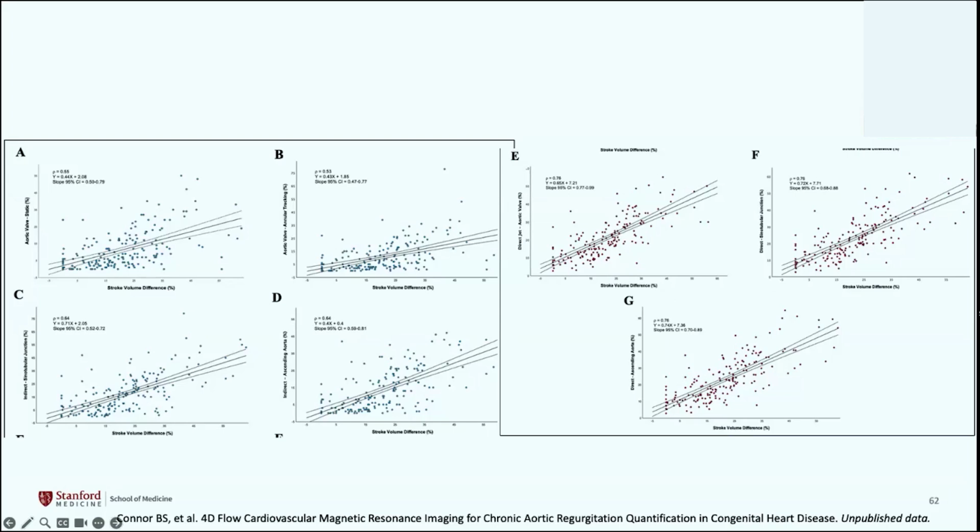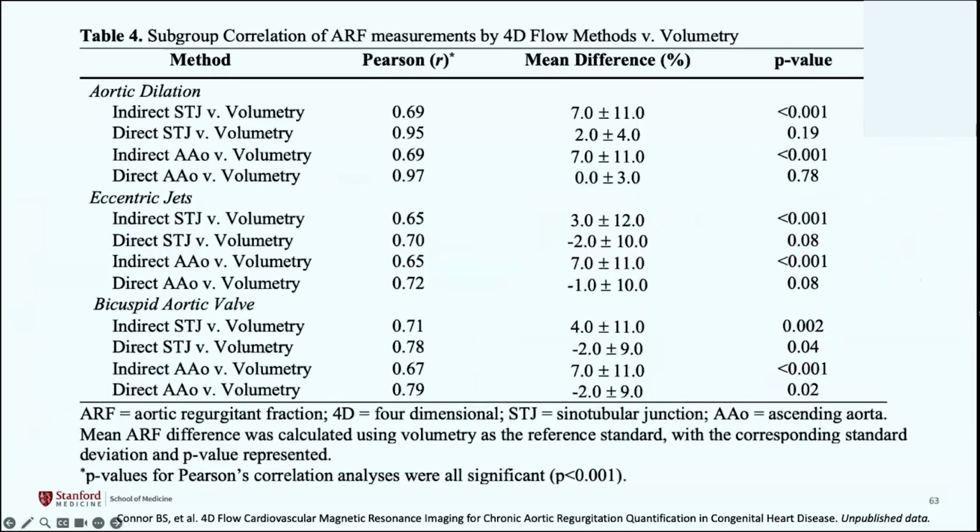We found that about a third of patients had mild aortic regurgitation in this cohort, 39% had moderate, and 27% had severe. And I'll come back to that for the next part.